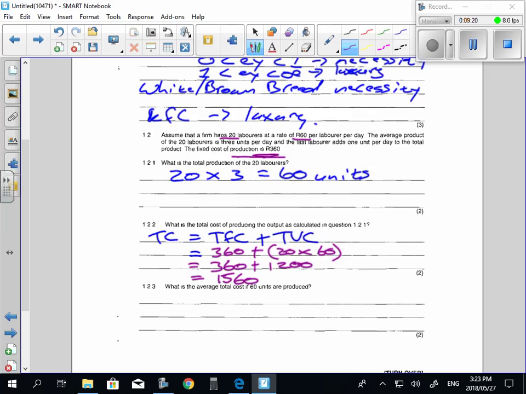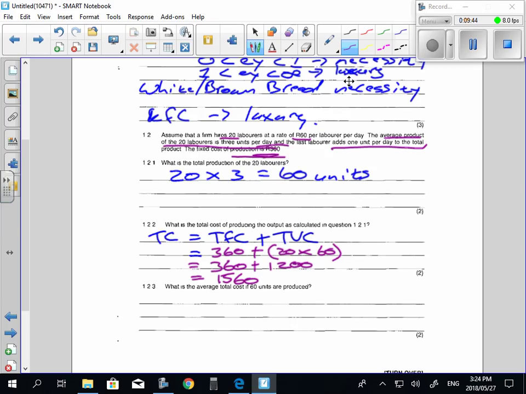No, the last laborer that only produces 1 unit, we're not worried about him yet, because they've told us that the average product of labor is 3 units per day. So it doesn't really matter if one laborer produces 10 and one laborer produces only 1. We're interested in the average. We can still calculate the total from the average.